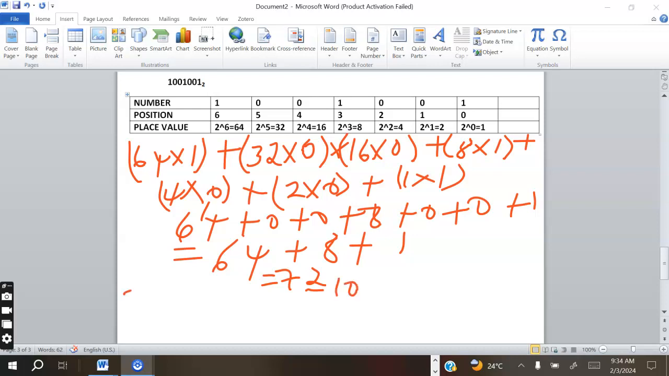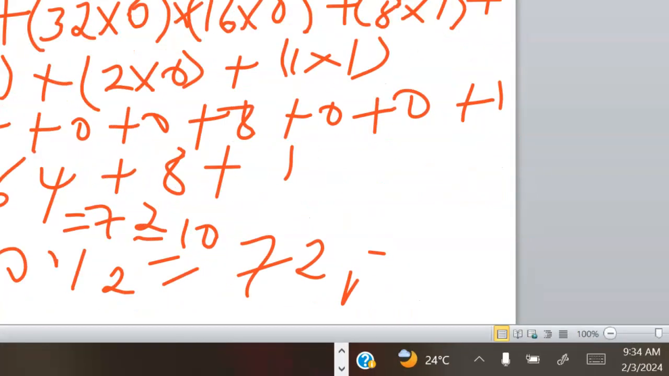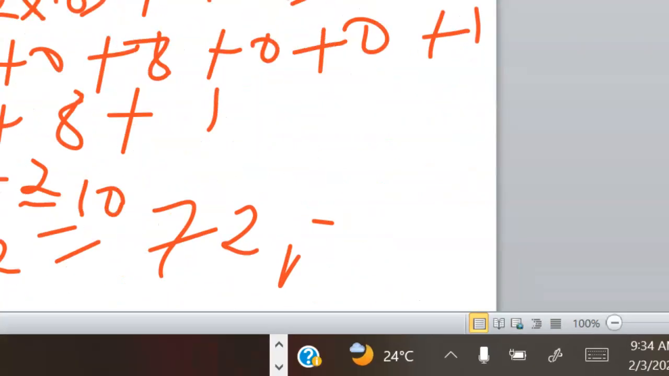Therefore, the final answer is supposed to be 73 base 10. Thank you for taking time to watch. So those are the steps that we take whenever you want to convert binary to decimal.